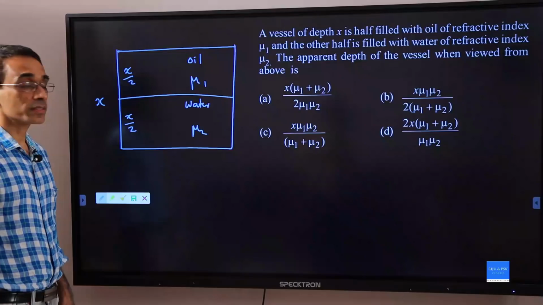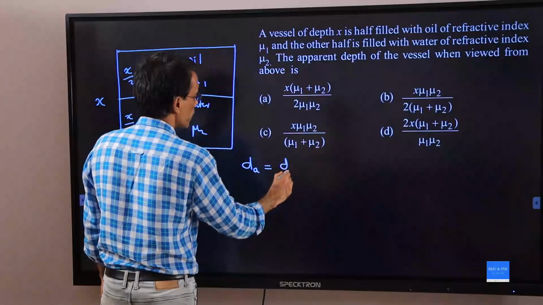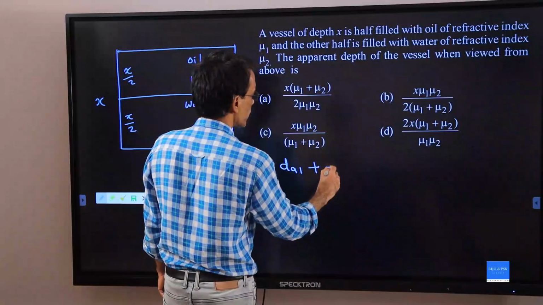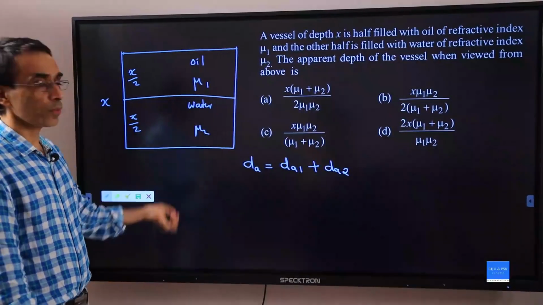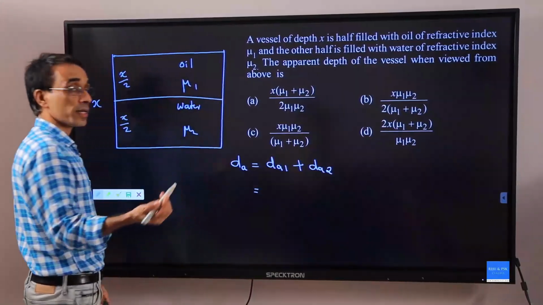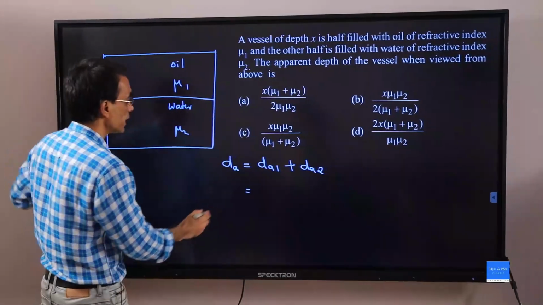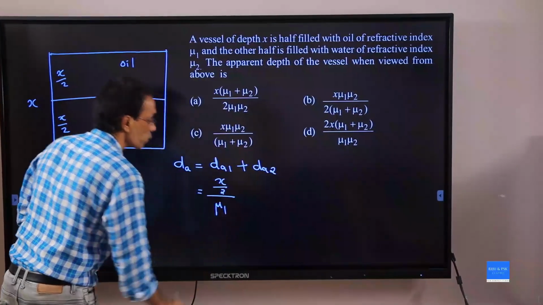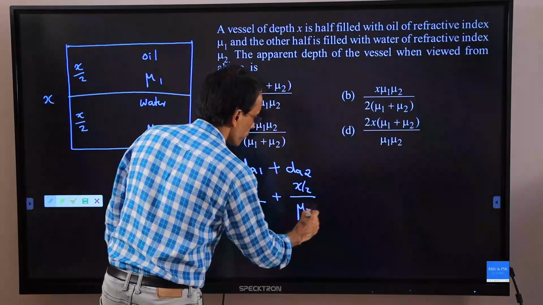They want the apparent depth. So the total apparent depth, d apparent, is equal to d apparent in the first liquid plus d apparent in the second liquid. You don't have to prove this. There is a proof for this, but it's beyond your scope. What is d apparent in the first one? We know apparent depth is real depth divided by refractive index. The real depth in the first case is x by 2, divided by the refractive index mu1, plus in the second case x by 2 divided by mu2.